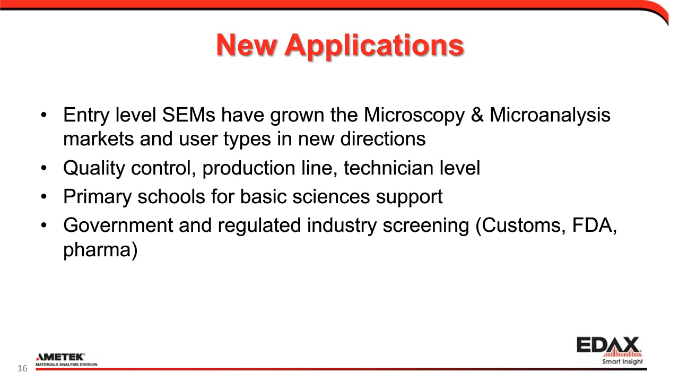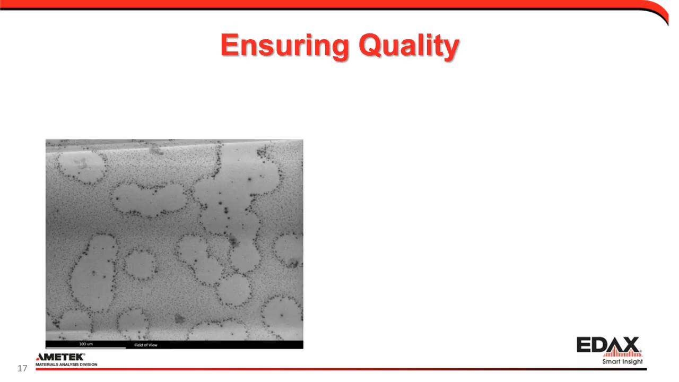Also really encouraging is that we're seeing use of microscopy and microanalysis in primary schools, so younger students than ever who are gaining access to these tools. Also, government and regulated industry is better able to do their screening work more quickly and effectively with some of these tools. And the first example shows how we ensure quality.